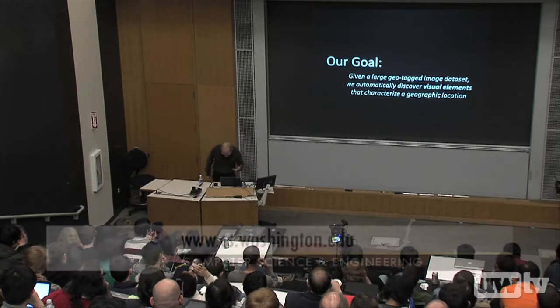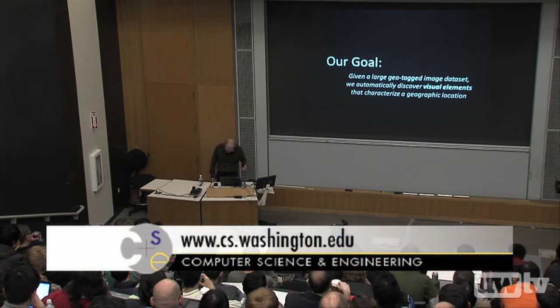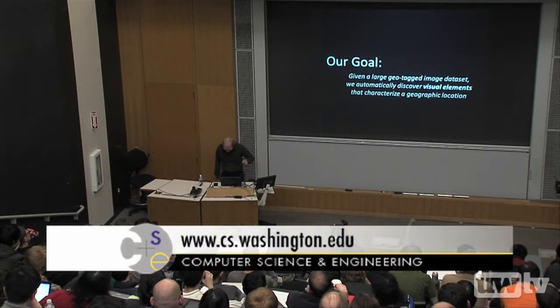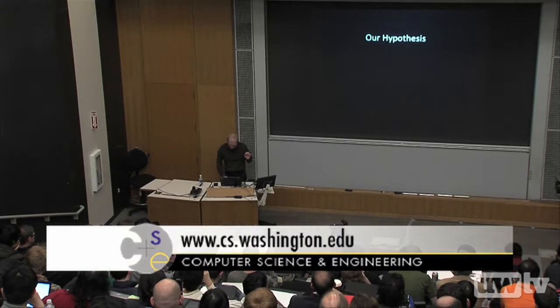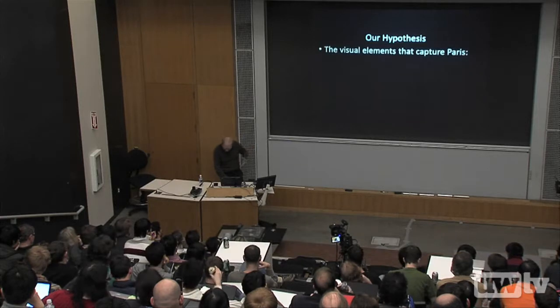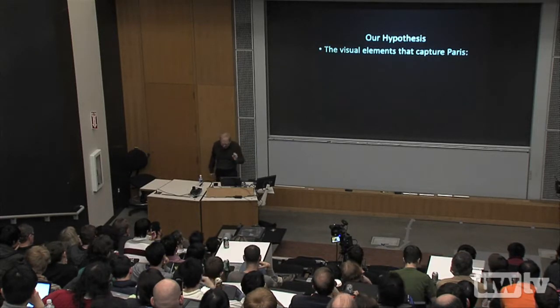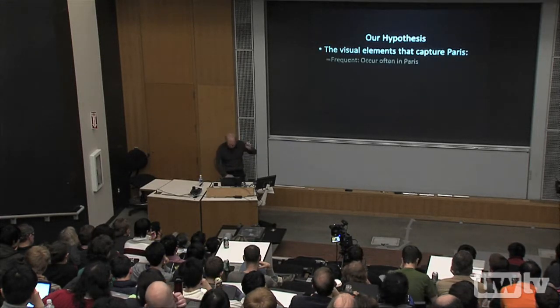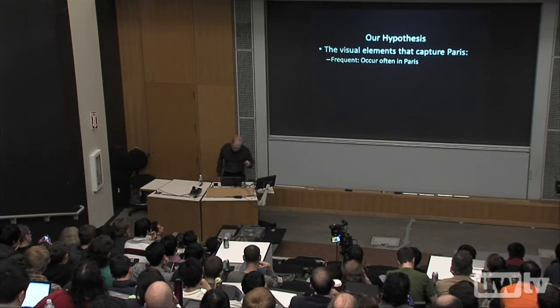And so the goal is, given a large geotagged photo data set, to automatically discover visual elements that characterize a geographical location, okay? So the hypothesis is that visual elements that capture Paris, first, they need to be frequent, right? They have to occur frequently in Paris. Second, they have to be discriminative. That is, they should not occur much outside of Paris, okay?